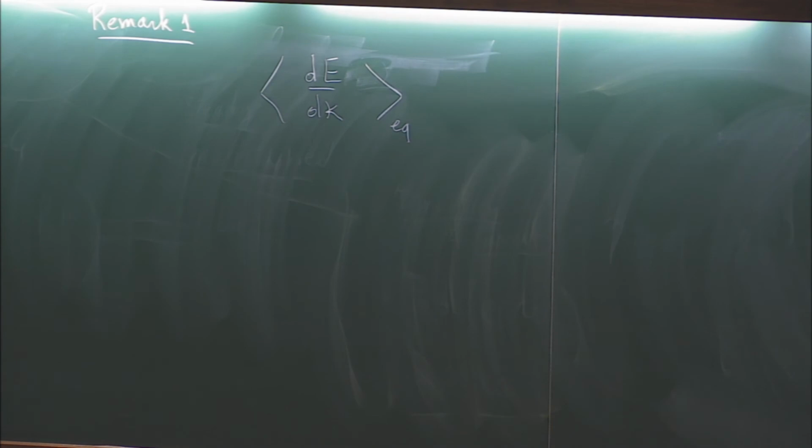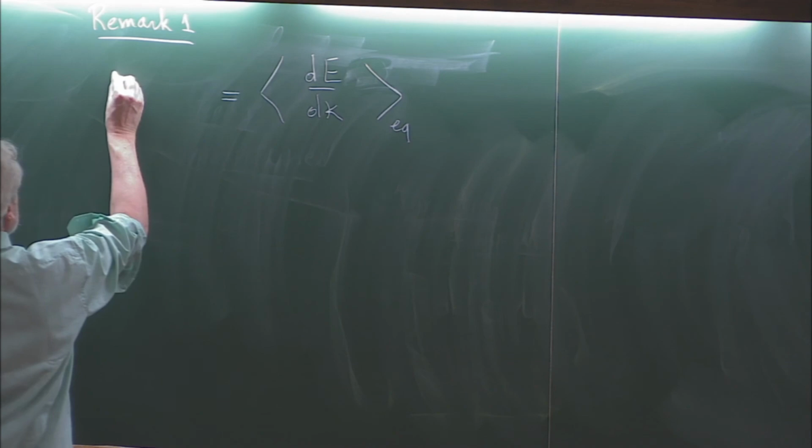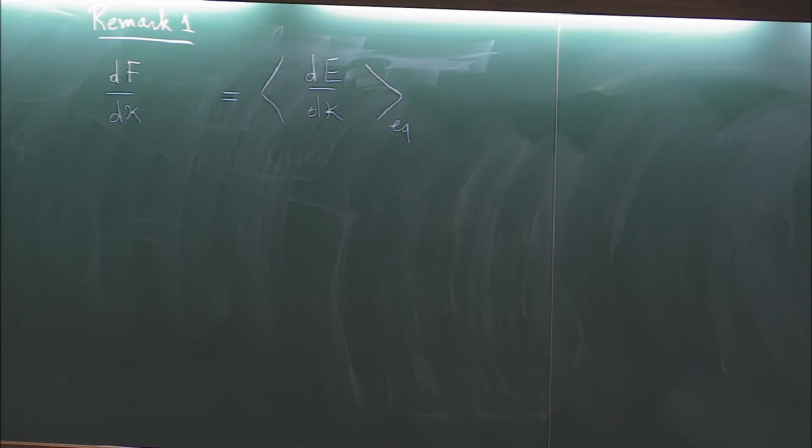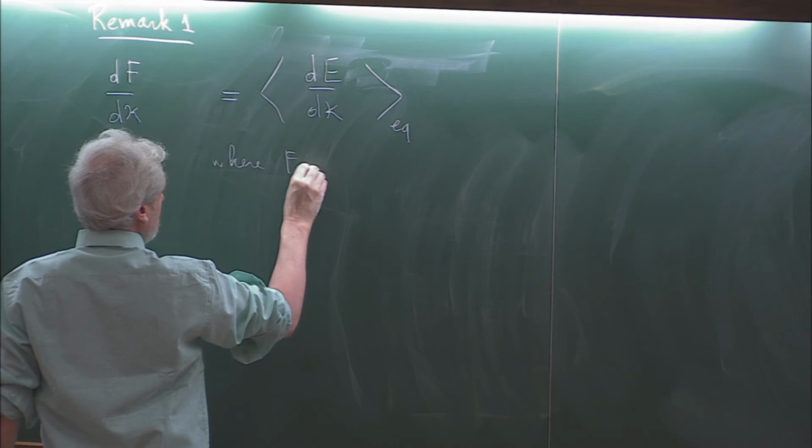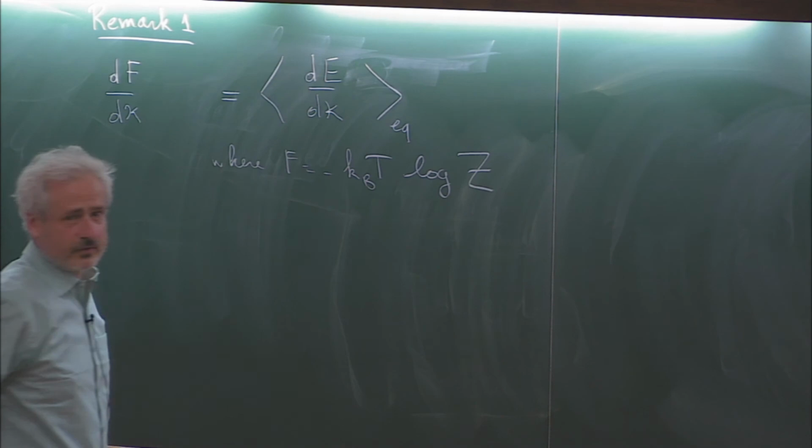Then, in fact, there is something that is happening. Namely, you can write this as the derivative of the Helmholtz free energy with respect to kappa. So where F is minus kBT, the logarithm, you remember, of Z, which is the partition function related to the canonical ensemble.